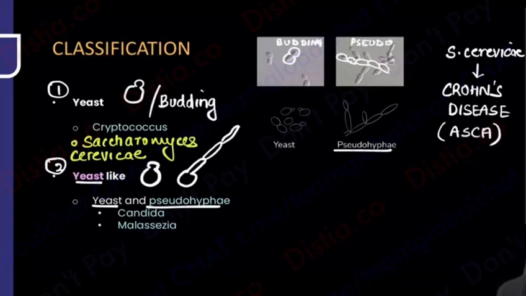So now you exactly know where that Saccharomyces has come from. It's come from the fungus. And which family of fungal organisms? From the yeast, the budding form.